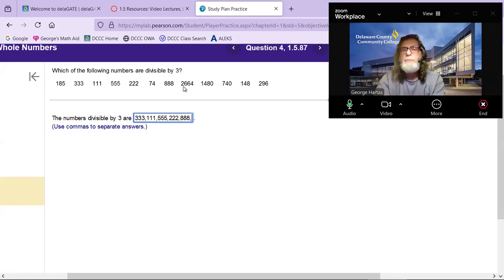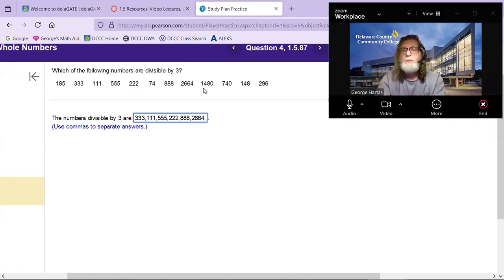Let's look at this bigger number. 2 plus 6 is 8. 8 plus 6 is 14. 14 plus 4 is 18. Does 3 divide into 18? Yeah, 3 times 6 is 18. So if 3 divides into the sum of the digits that we're adding here, which is 18 for this example, 3 goes into 2664 evenly. So we put that down, 2664.